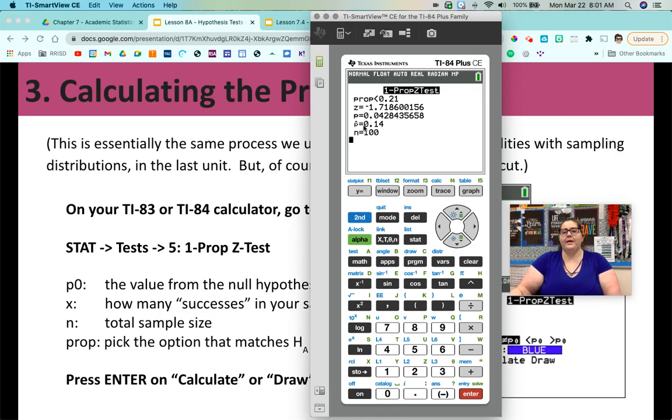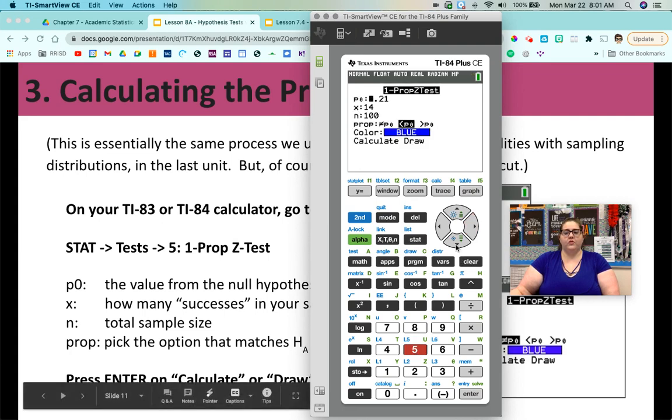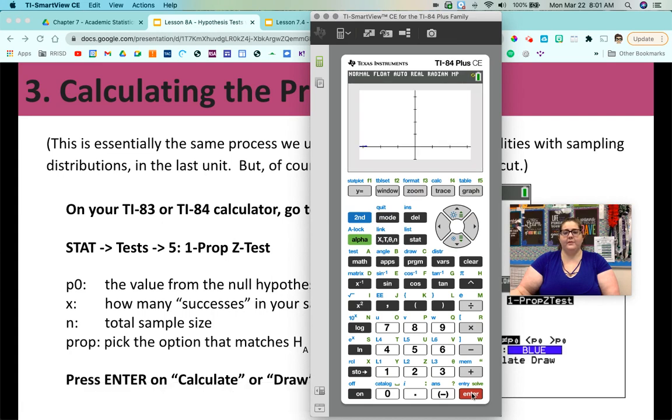It also tells you what P hat, the sample proportion, which is 14 out of 100 or 0.14, and it retells you what N equals. The other thing you can do, like I said, is you can choose draw. And I kind of like draw. It doesn't give you all the same information, but basically it draws a normal model for you and then shades the proportion that we were finding. So that is a quick way to find your z-score and your proportion.